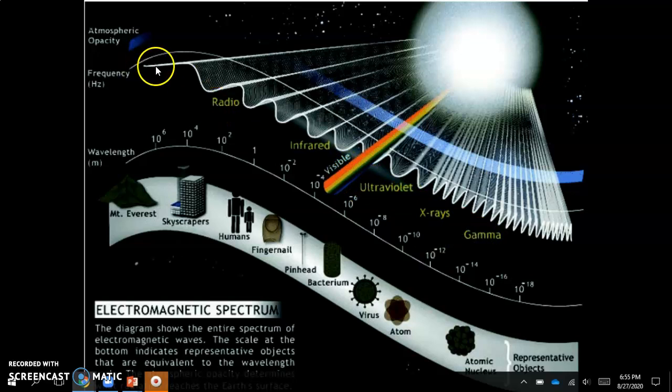And if we take a look at these patterns, again, on the left-hand side with the radio waves, this is less energy. So these waves have less energy. And then all the way up to gamma rays, which have more energy.